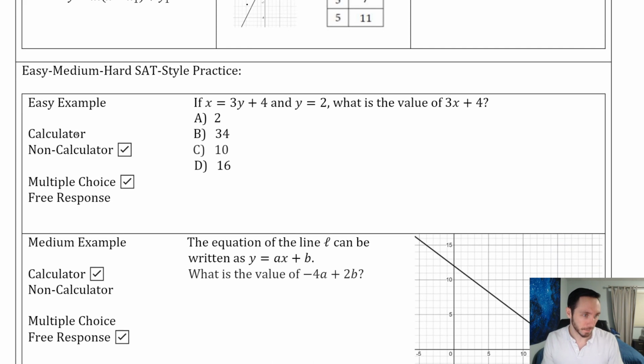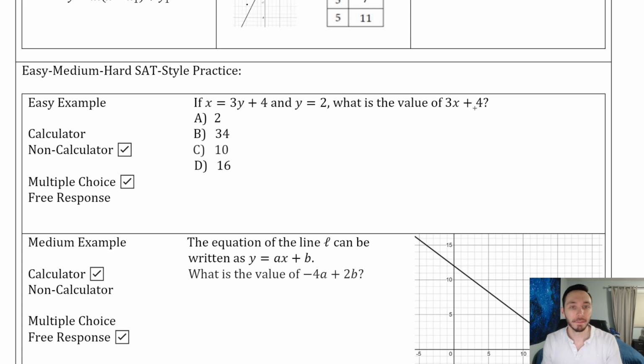Okay, so for an easy example, you'll see here on the left, I might label it as non-calculator or multiple choice or calculator or free response, right? So you'll see the check mark associated with the proper one. So this is a non-calculator multiple choice. If we have that x is equal to 3y plus 4, and we know that y is equal to 2, what is the value of 3x plus 4?